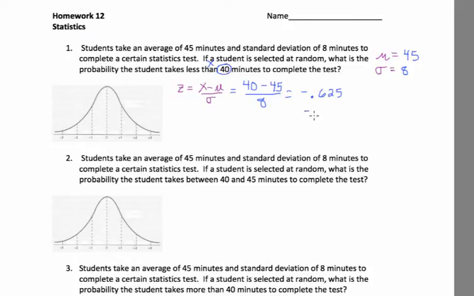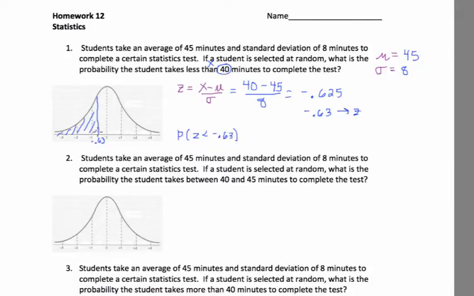We'll round that to negative 0.63 to use on our table. This is the z-score that goes with 40 minutes. So that's right about here, negative 0.63. I want the probability that I'm less than that. So the probability that the z-score is less than negative 0.63.